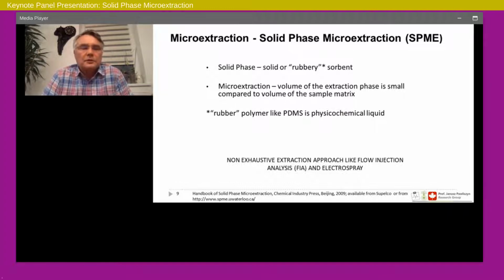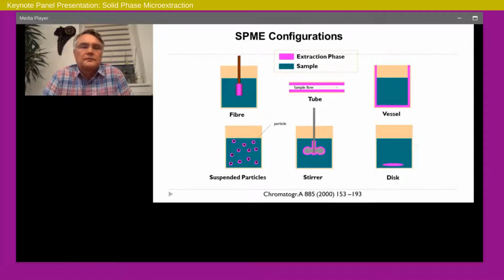So I will particularly focus on one form of microextraction called solid phase microextraction. This is the technology where the extraction phase is the sorbent, which is dispersed on some type of support. And the amount of the sorbent is low. So, as I discussed before, you don't do exhaustive extraction, but you rather extract and calibrate the equilibria, or some kinetic factors, like I mentioned below, in flow injection analysis.